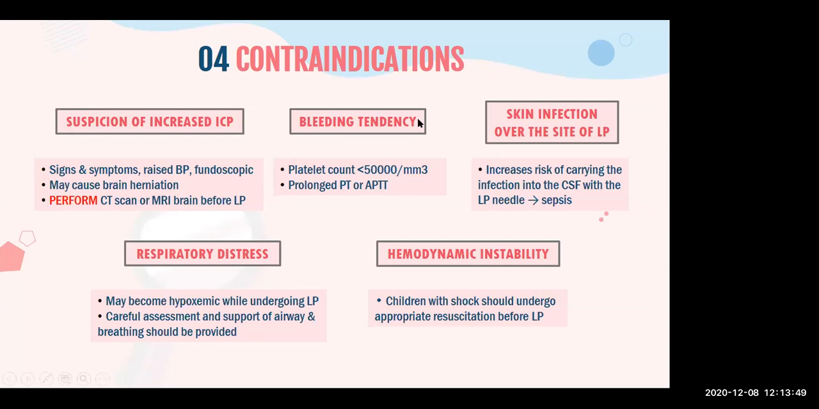And the second one, since the patient might have some kind of bleeding at the puncture site during the puncture, it also cannot be done for patients with high risk of bleeding tendency, because it can cause complications, more bleeding. So we need to check the coagulation profile, the platelet count, and whether there is any prolongation of PT and also APTT. And the third one is that it also cannot be done for patients who have skin infection like cellulitis over the site of lumbar puncture.